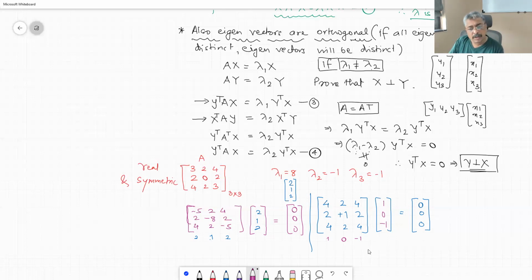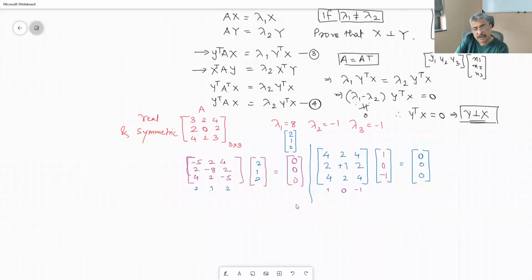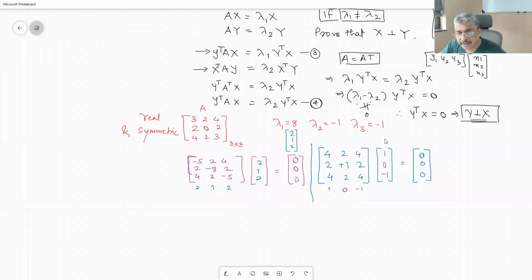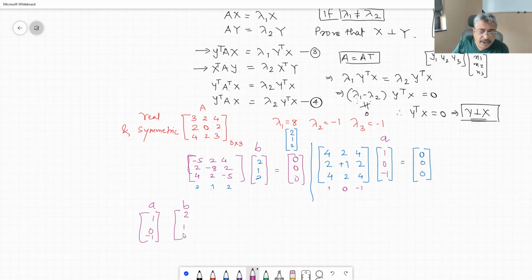Okay. Now, let me explain how to find another eigenvector, because lambda 3 is also minus 1. Say this is vector A and this is vector B. So we have got two eigenvectors with us. A looks like this, 1, 0, minus 1. B looks like this, 2, 1, 2.